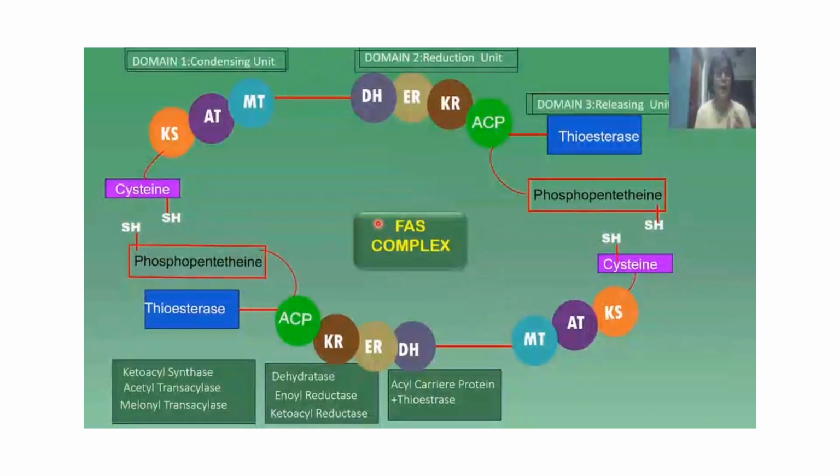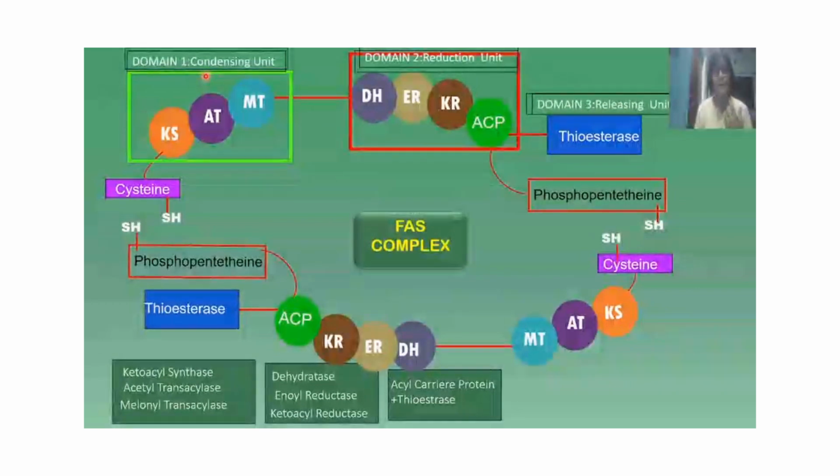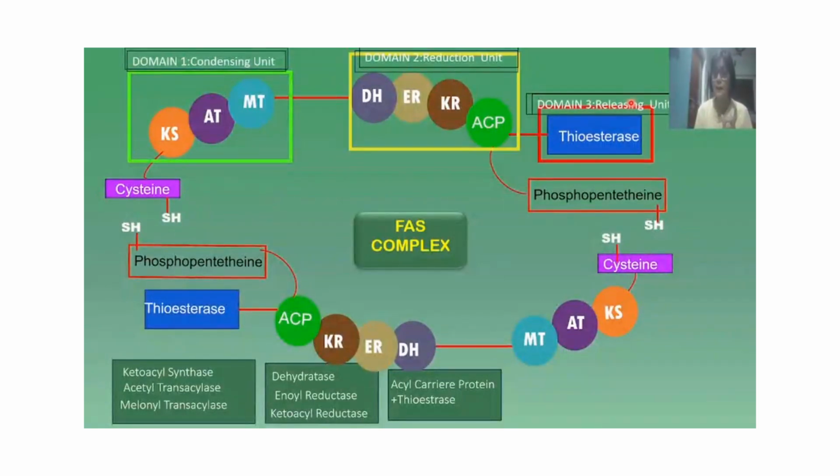This enzyme has three domains. Domain 1 is the condensing unit, and this includes ketoacyl synthase, acyl transacylase and malonyl transacylase. Domain 2 is called the reduction unit, which includes dehydratase, enoyl reductase, ketoacyl reductase, and ACP. The third domain is the thioesterase protein.